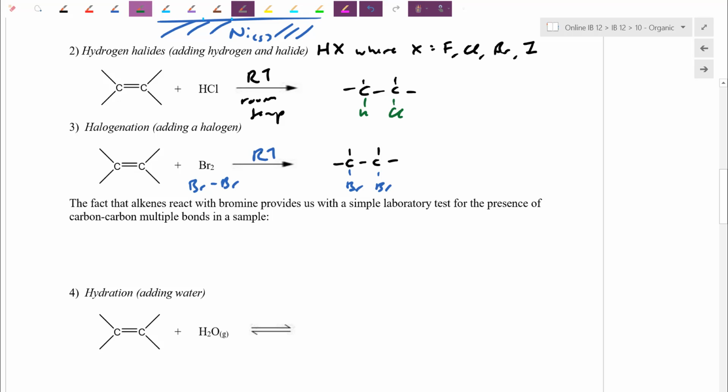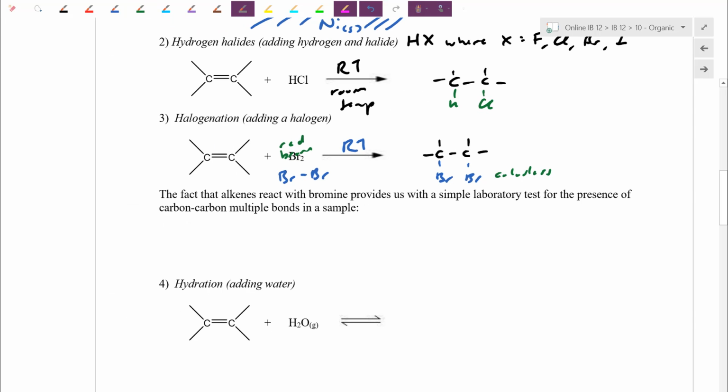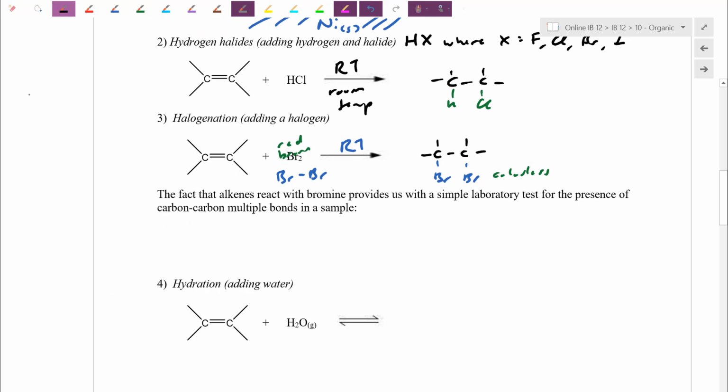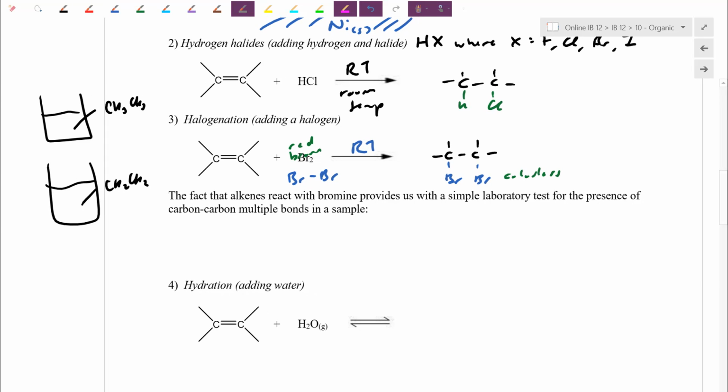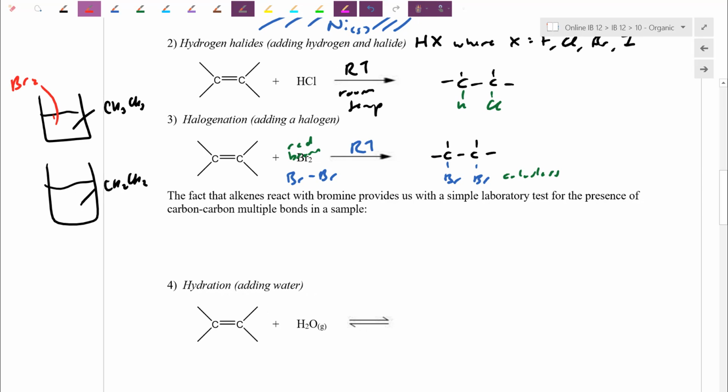This one takes place at room temperature. It doesn't need any other treatment. This one is going to take a sort of reddish, brownish liquid. When the bromine ends up adding to it, this one here is actually going to be colorless. So I alluded to this last day. Let's take 2 beakers. Let's say this one has ethane, so CH3, CH3, an alkane. This one, let's say, has CH2, CH2. Let's put this brown Br2 liquid into both of these.